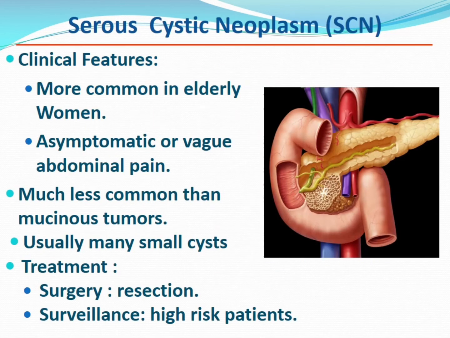Serous cystic neoplasm. It is more common in elderly women. The patient may present with vague abdominal pain, or the patient may be asymptomatic. The tumor is much less common than the mucinous tumor. The tumor has many small cysts. Usually, serous cystic neoplasm is benign, and it is called serous cystadenoma.